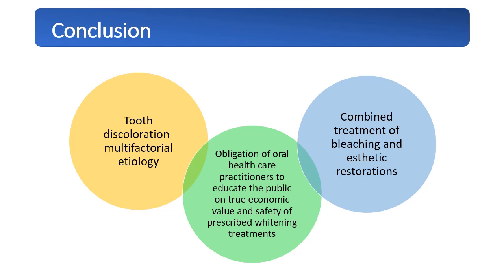Conclusion is that tooth discoloration is of multifactorial etiology. It is the obligation of oral healthcare practitioners to educate the public on the true economic value and safety of prescribed whitening treatments. A combined treatment of bleaching and aesthetic restoration is always considered, because bleaching alone cannot treat the underlying discoloration. Sometimes we need to go in for aesthetic restorations to mask the discoloration present on the tooth surface, such as porcelain laminate veneers, PFM crowns, or zirconia based crowns.